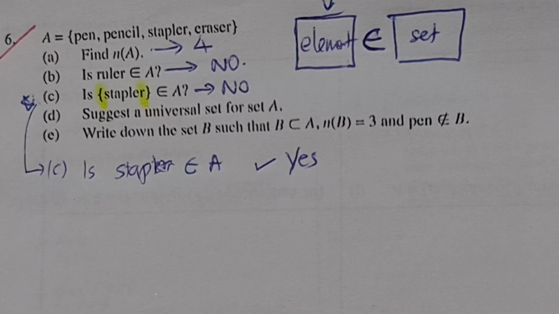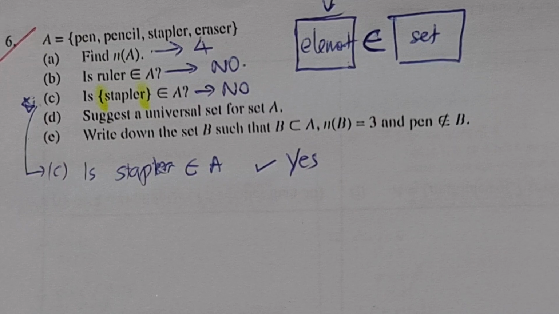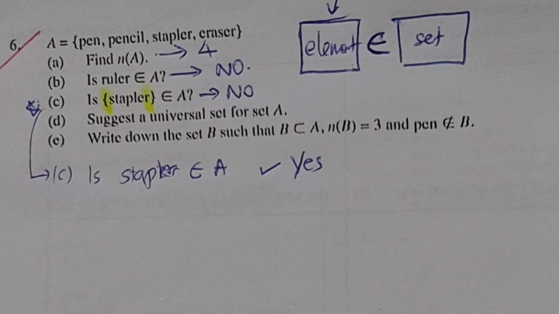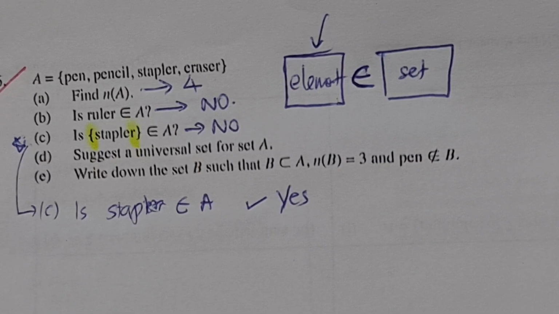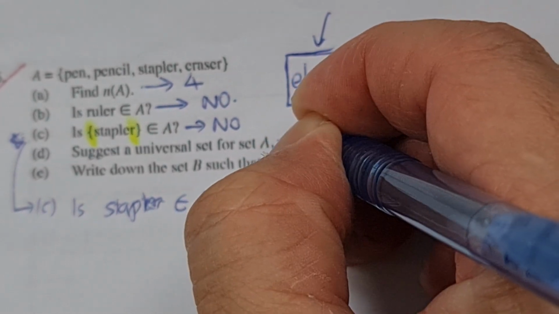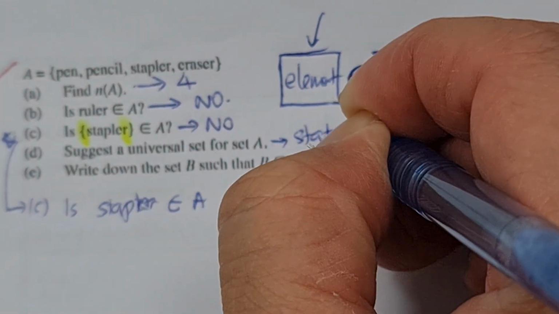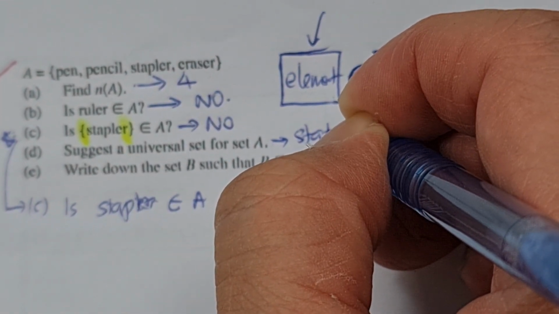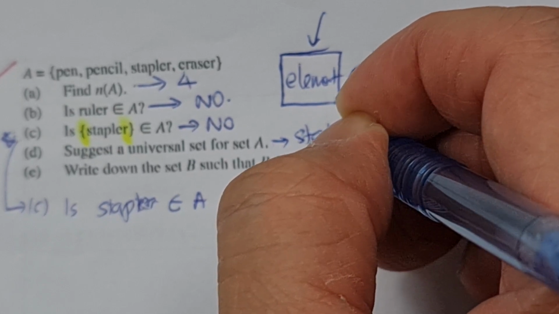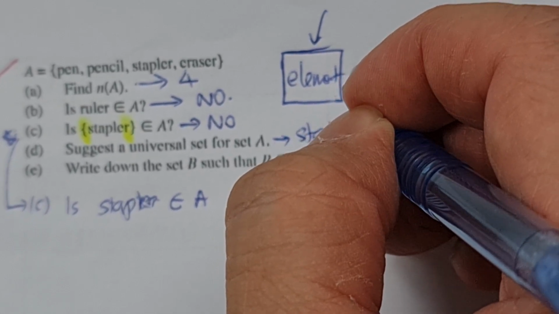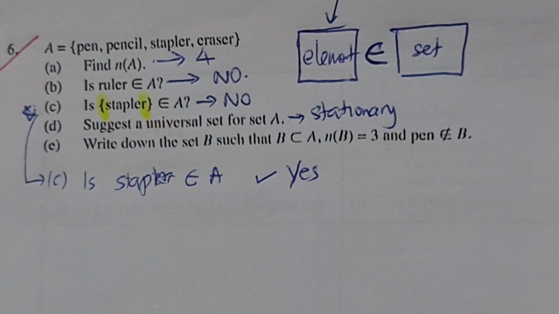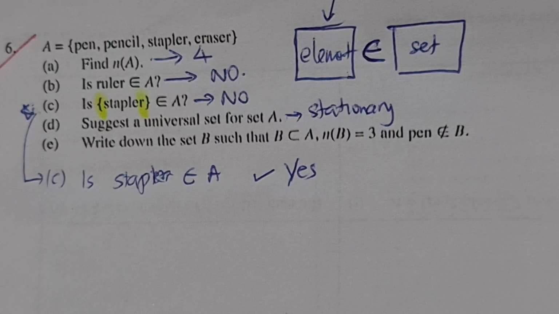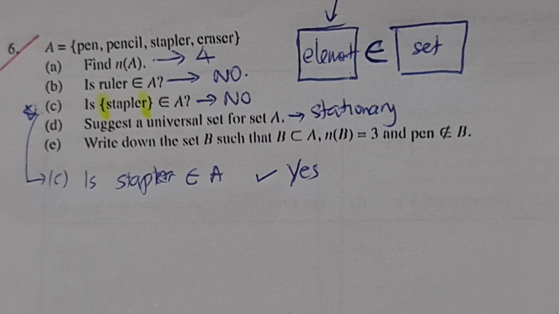Part D: suggest a universal set for set A. Good job. Pen, pencil, stapler, and eraser. So this is stationery. Stationery is spelled A-R-Y? A-R-Y, thank you. So that's a universal set.